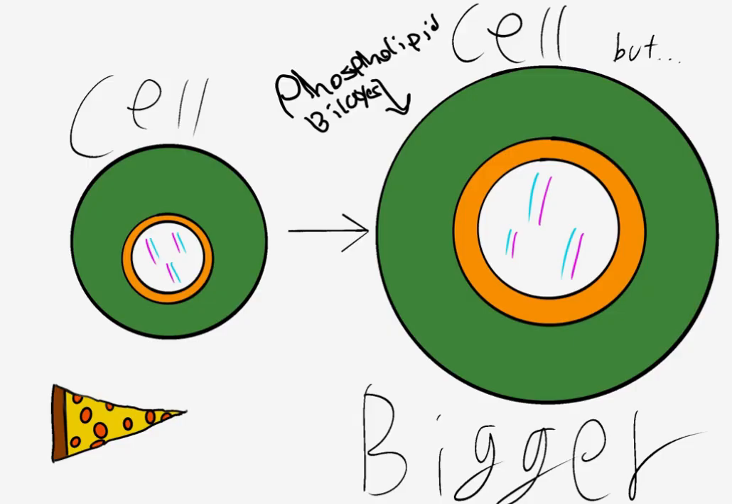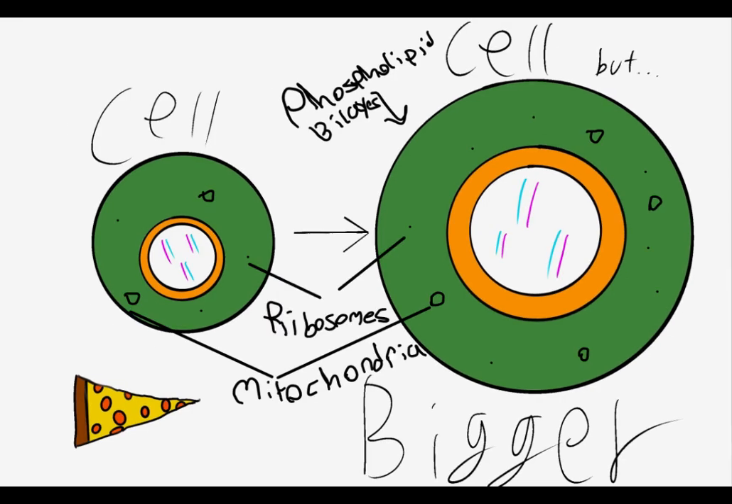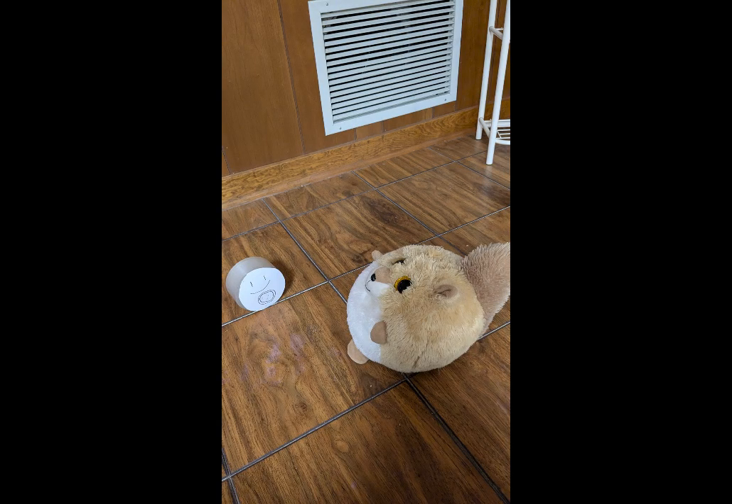While that is happening, the cell is also producing extra mitochondria, ribosomes, RNA, and other necessary building blocks to make sure there is enough for both daughter cells after cytokinesis is done. What's cytokinesis? Patience, young Padawan, everything will come in time.